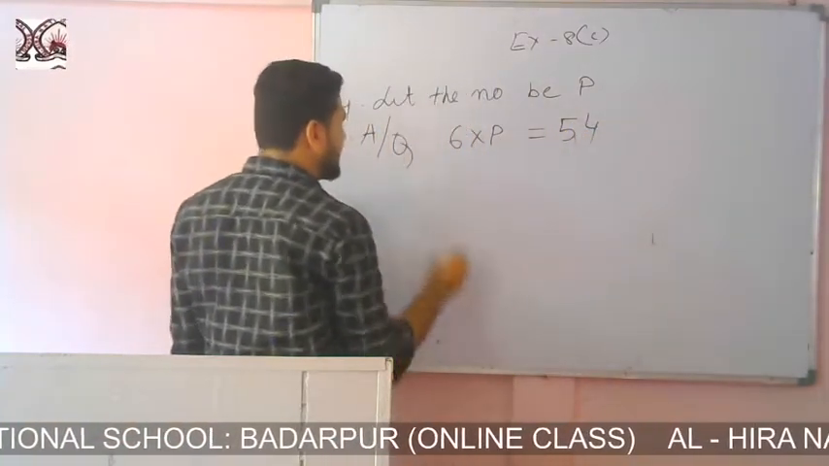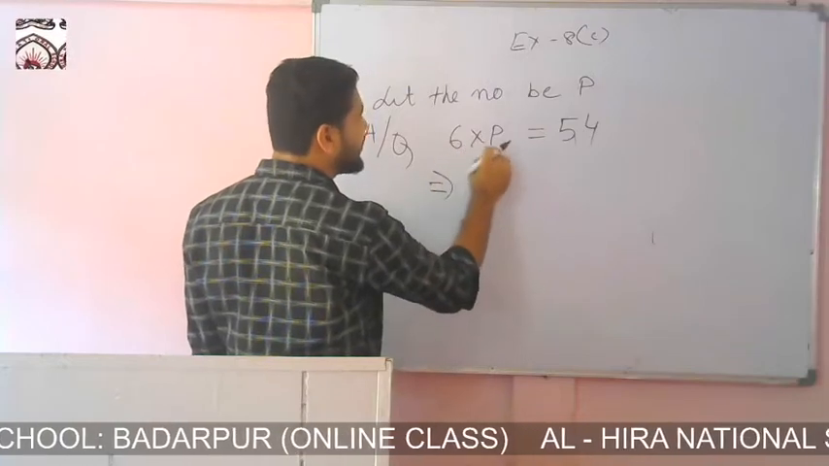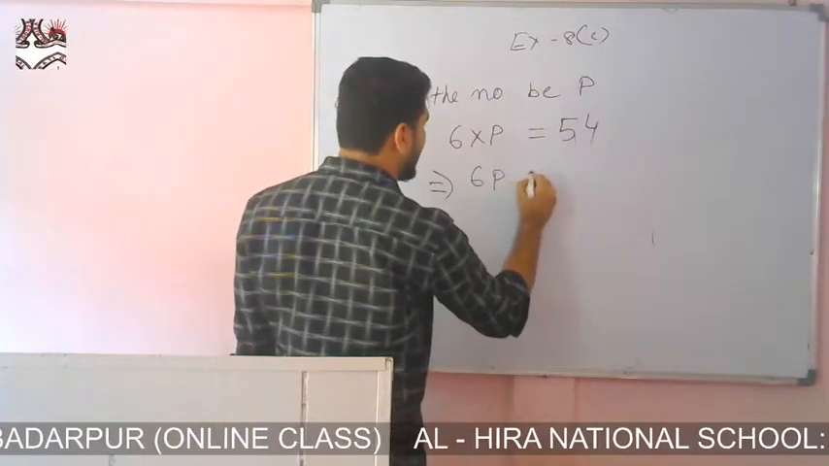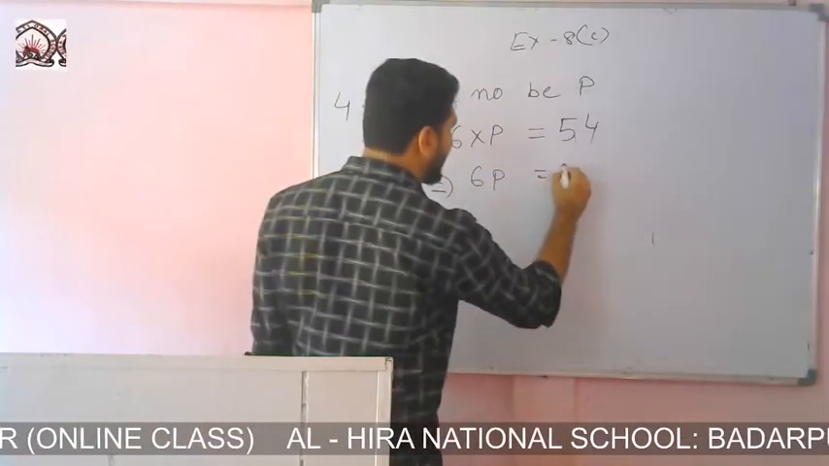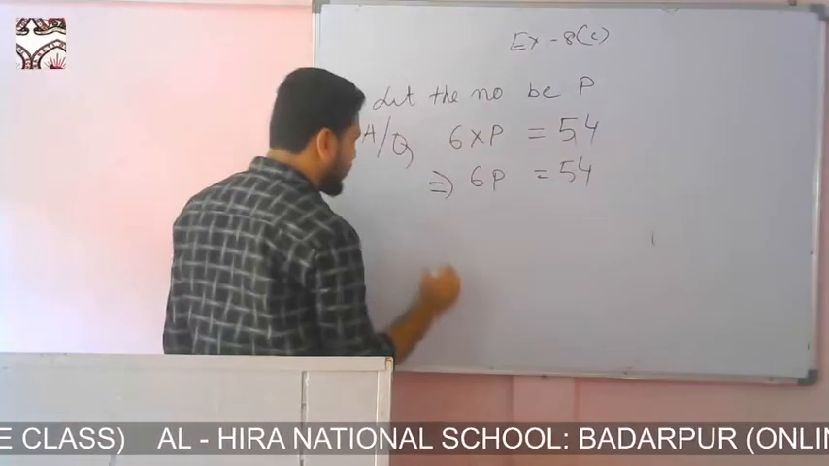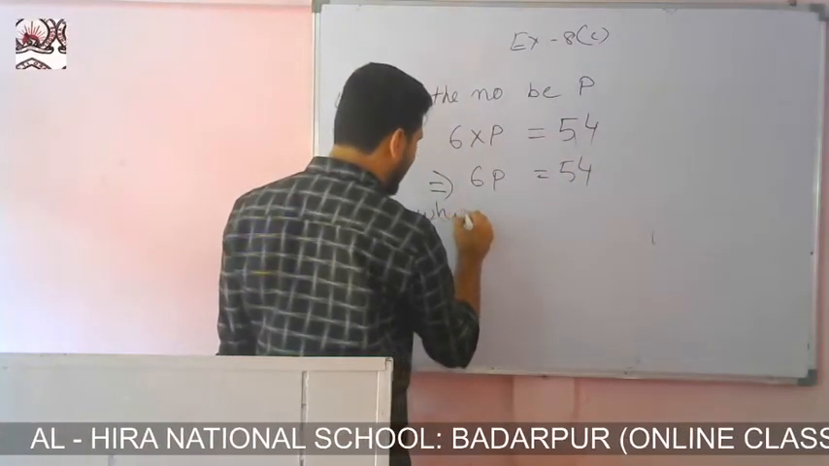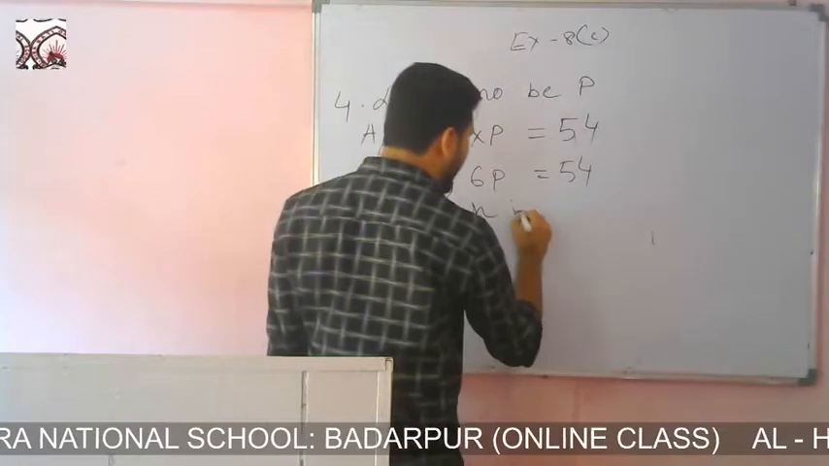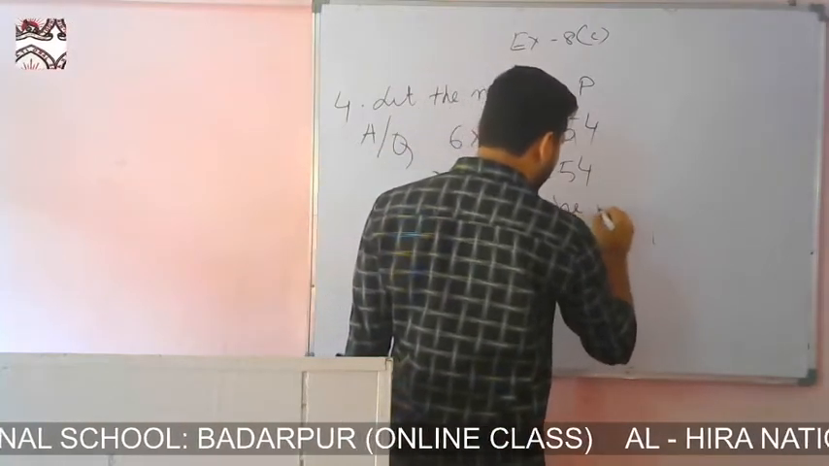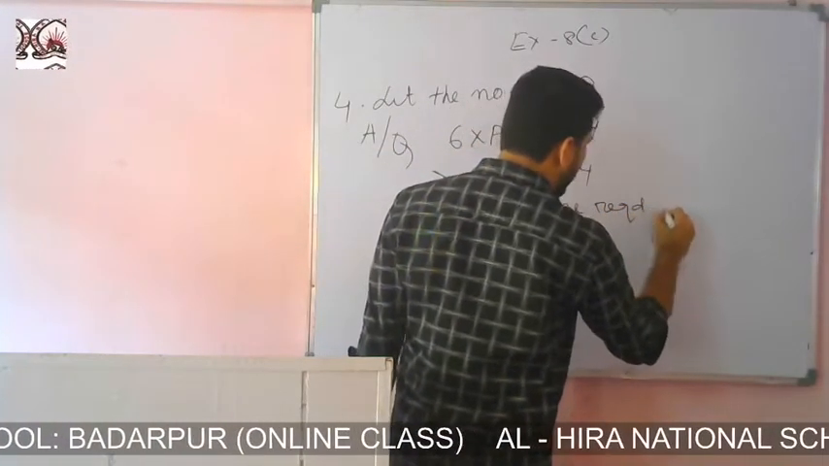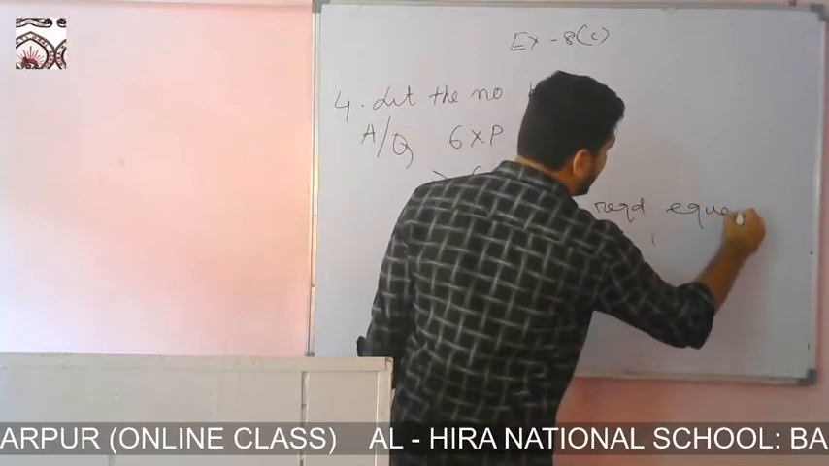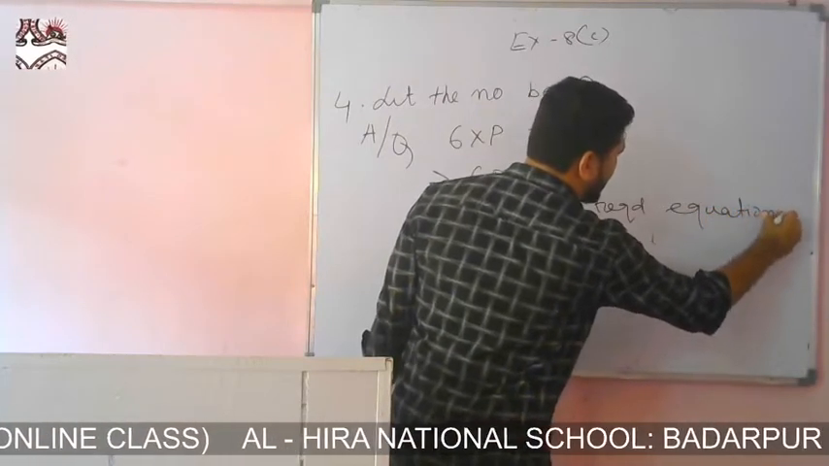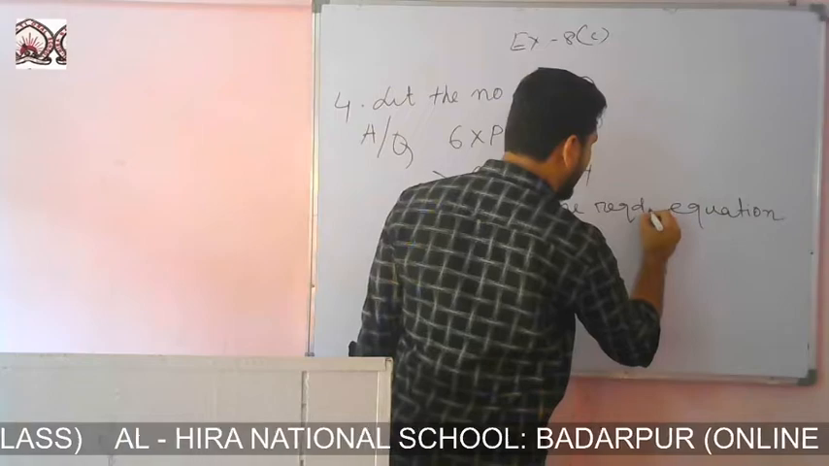Then I can write 6 into p, 6p equals 54, which is the required equation.